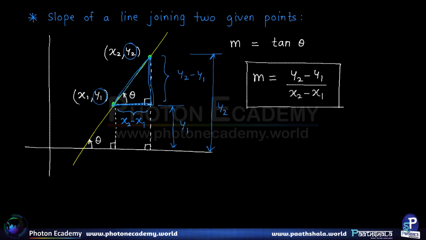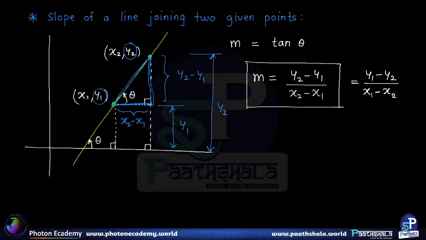It should be noted that you can write the formula as y1 minus y2 upon x1 minus x2 also. So in other words, it does not matter which point you call the first point and which becomes the second point. But what is important is that the difference of y coordinates must come in the numerator and the difference of x coordinates must come in the denominator only. Right?